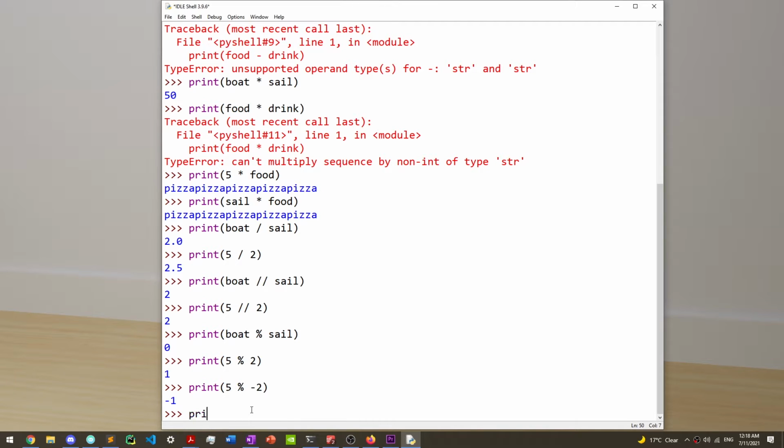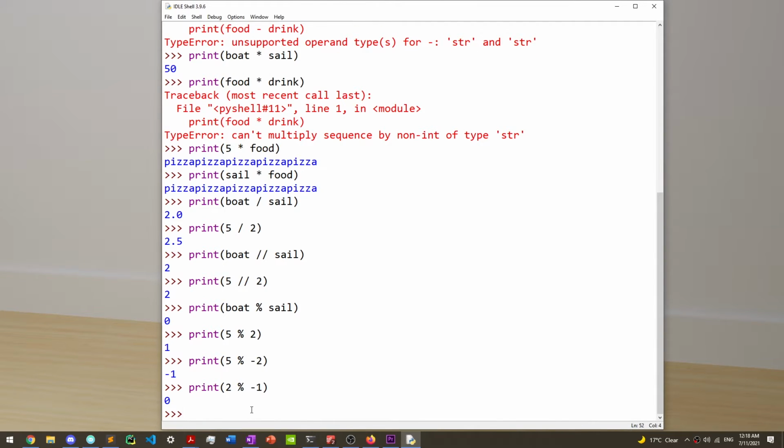So let's take, for example, 2 modulus negative 1. And we see here, we get an answer of 0. And that makes sense, because when we divide it, we would get a negative answer, and the remainder is 0. Okay, great. So that's pretty much the modulus.